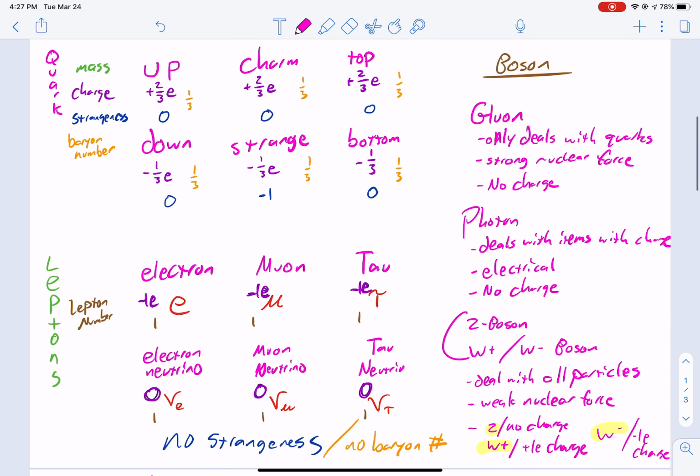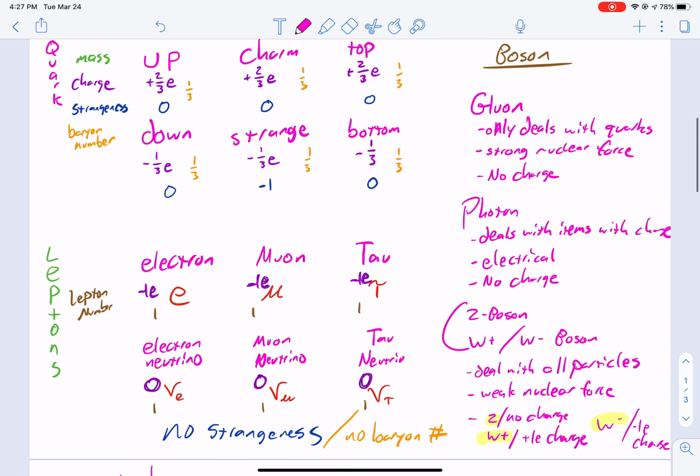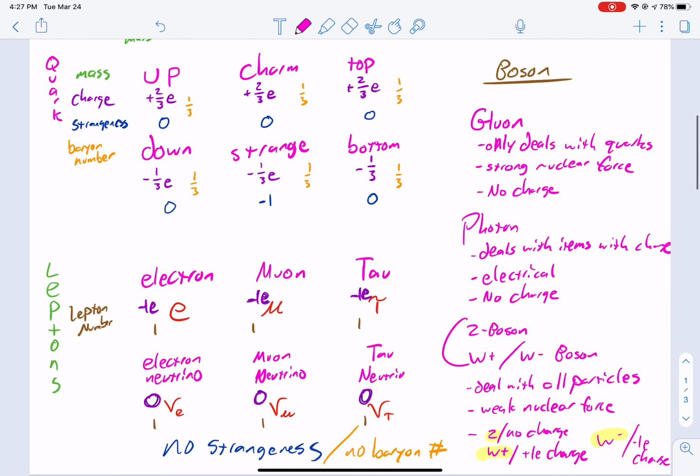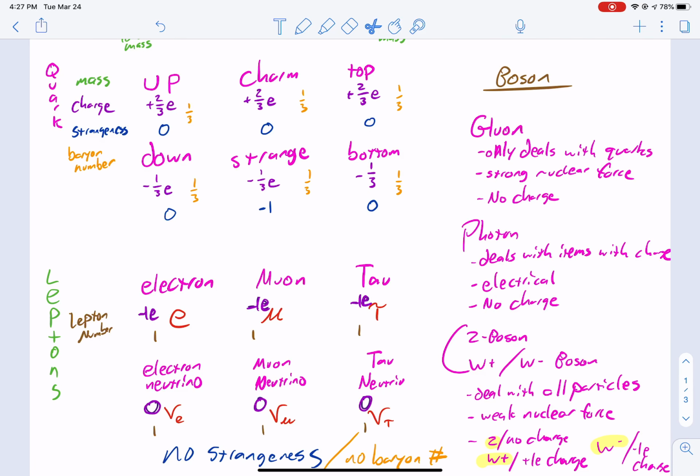But this is the standard model. Again, you can look it up on the internet and you can see examples of this, but I want you to make your own. And I want to just finish with a couple quick little things. Just finishing with a little bit of the quarks.